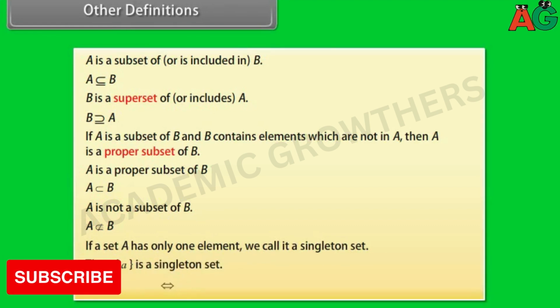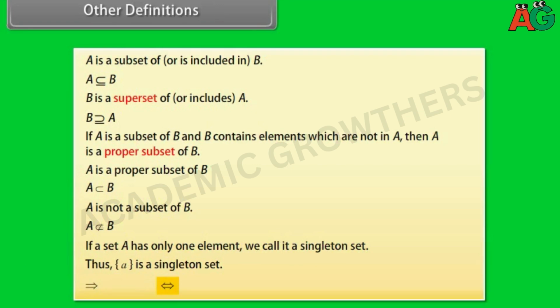Look at these symbols now. The first one means implies that, and the other one means if and only if.